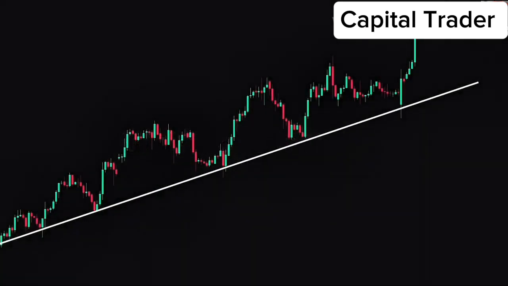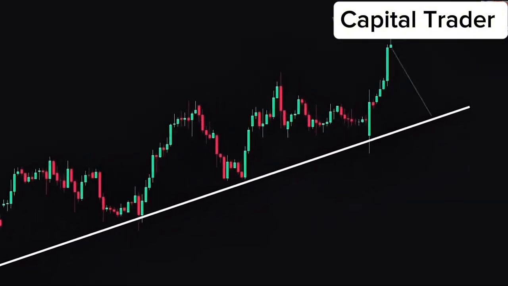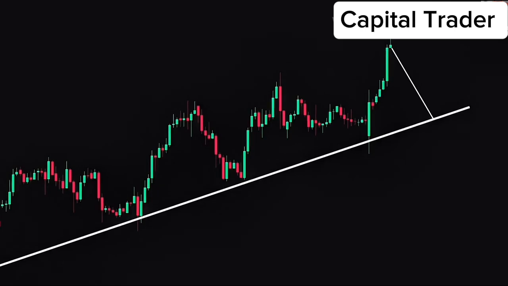Now, if we have learned how to draw a trend line, the next question that arises is: how to trade using it? Should we wait for the price to touch the trend line and expect a bounce back, and take a buy trade here? Or, when the trend line breaks, should we expect the price to fall below it and take a sell trade?